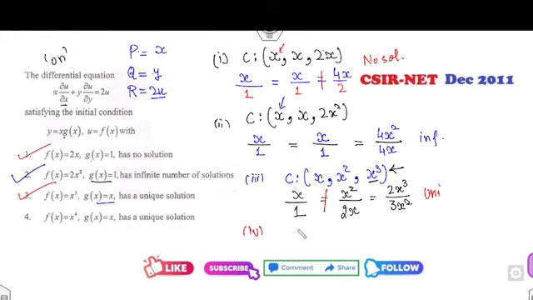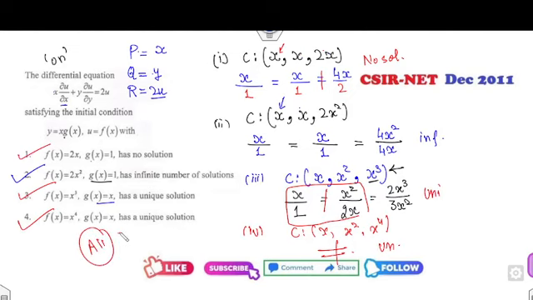Similarly, for the fourth curve, you have x, x square, x4. Clearly again this condition will happen. So it means you will get the unique solution. So all are my right answer of this problem.